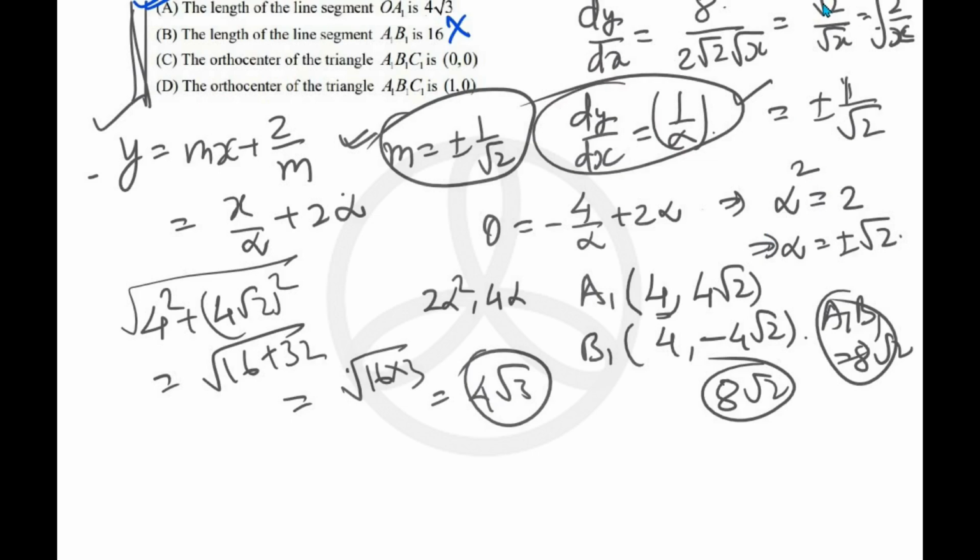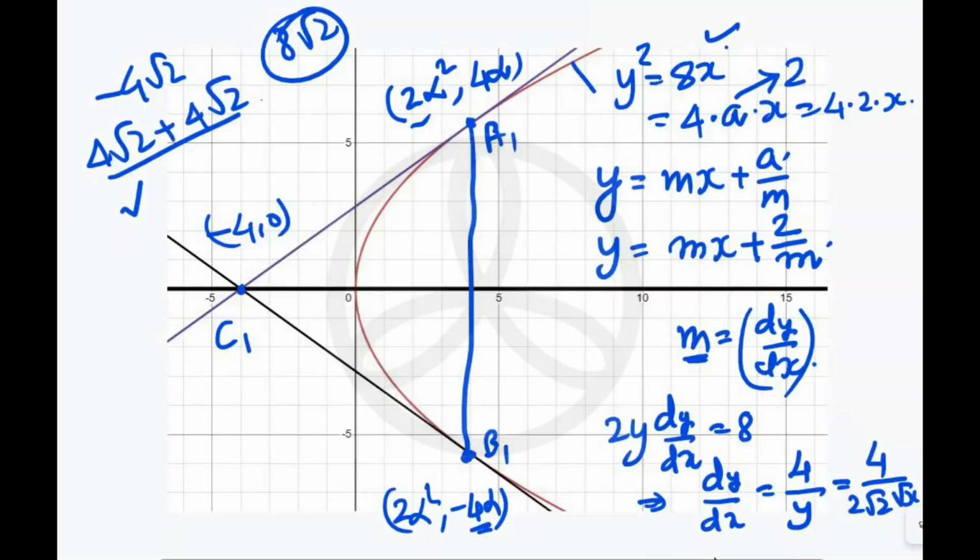Now what will be the orthocenter of the triangle? This is a very interesting question here. Actually, this forms a triangle A1, B1, C1. It is asking the orthocenter of the triangle. As we know, the orthocenter lies where we draw the perpendiculars on the sides, and the point at which the perpendicular lines intersect each other is called the orthocenter.